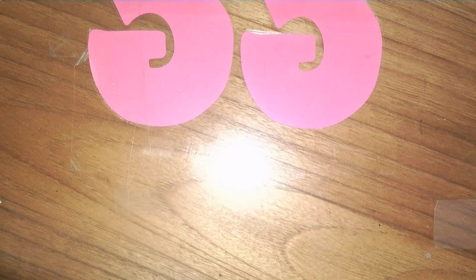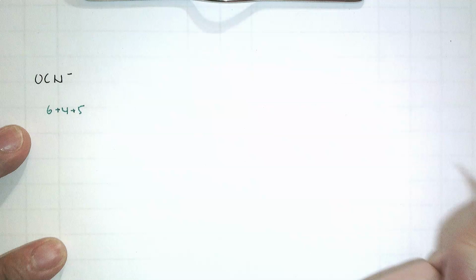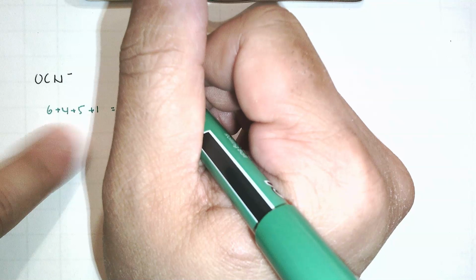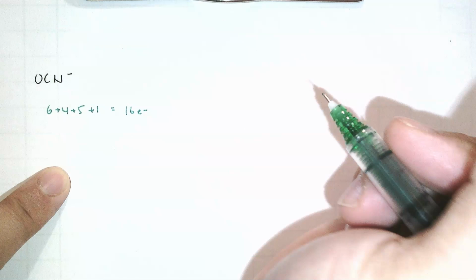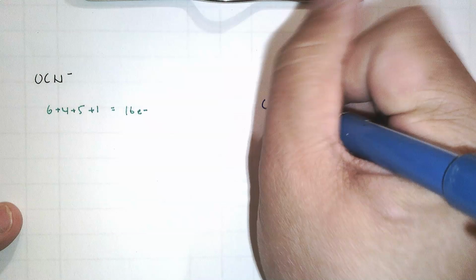Let us do OCN. Figure out first the number of valence electrons. 6 plus 4 plus 5. But you have a negative charge, so that's another electron. This has what? 6 plus 6 is 12, plus 4 is 16 electrons. Central atom is carbon, based on electronegativities.